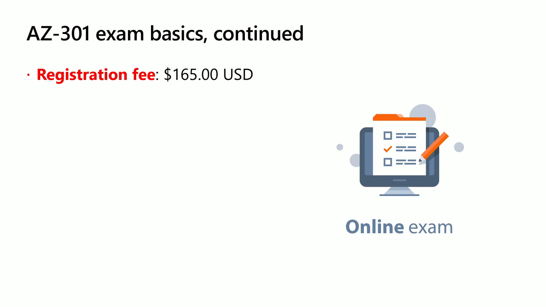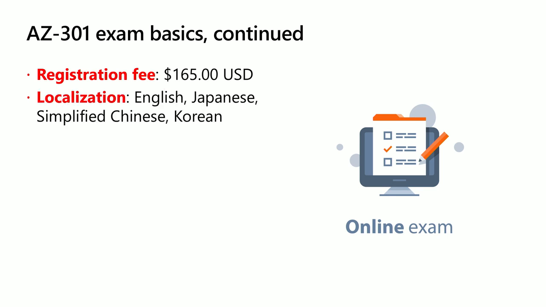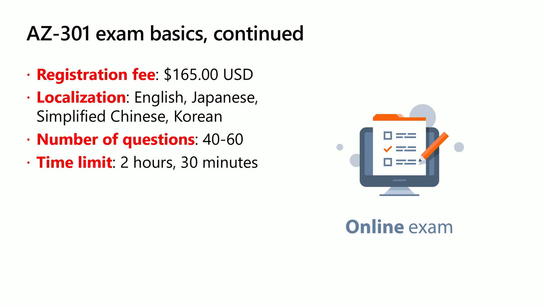What are some other issues? Oh, this is meta. The USD price is 165 bucks. The localization at this point is English, Japanese, Simplified Chinese and Korean. Number of questions, time limit, 2 hours, 10 minutes. Thanks for that adjustment. I mentioned that earlier. For the exam, and the remaining 20 would be the before and after bumper that we were talking about.